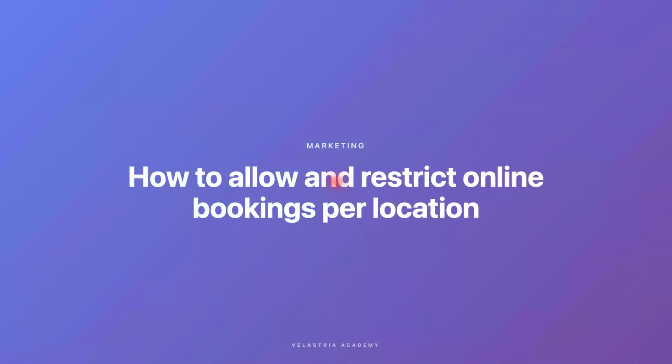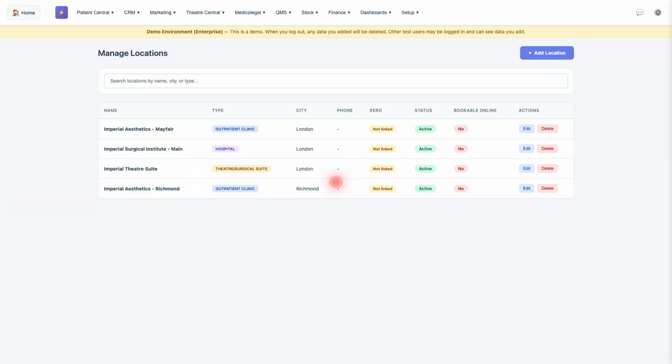In this video, we're going to show you how to control online booking per location. Decide which of your site's patients can book into online and which stay private. When you take bookings online, you do not have to open up every site you work from. Velastria lets you decide, location by location, which of your clinic's patients can book into online and which stay invisible to them.